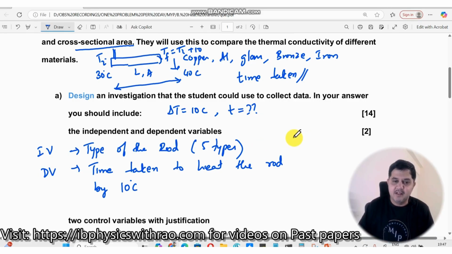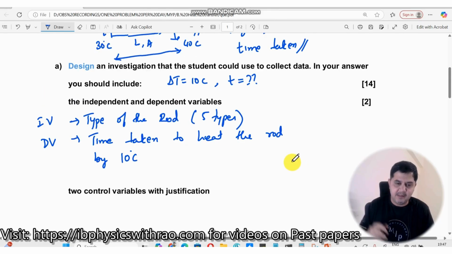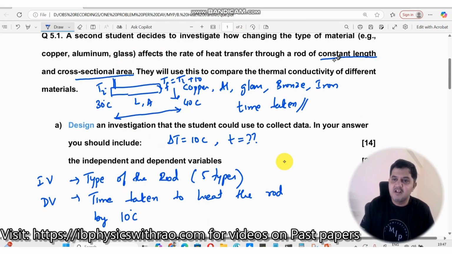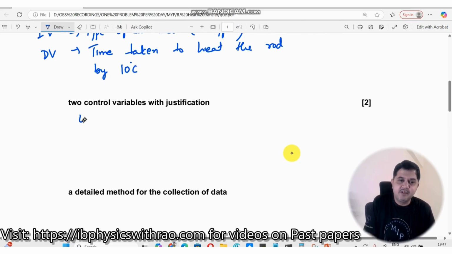Okay, now let us go further. Two control variables with justification. What are the control variables? Already the control variables are given, see, it's written over here: constant length and cross-sectional area. You are not going to change it. So, length of the rod.